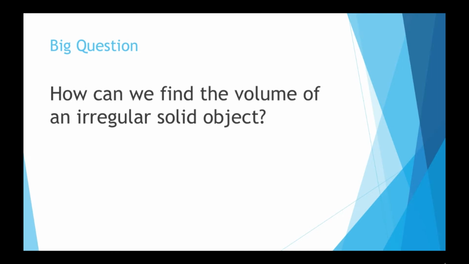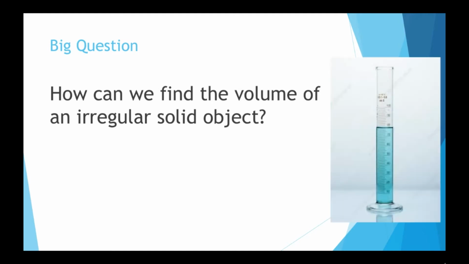All right. The question we want to answer today is, how can we find the volume of an irregular solid object? Well, how do we find the volume of a liquid? We could use a graduated cylinder to find the volume of a liquid measured in milliliters. What property do liquids have that make this possible? Liquids take the shape of their container, and volume is about finding how much space something takes up.